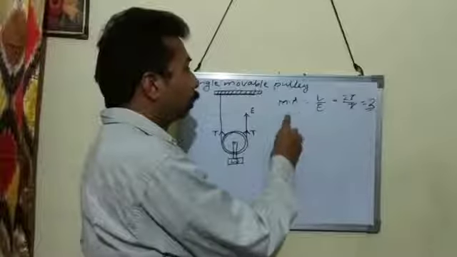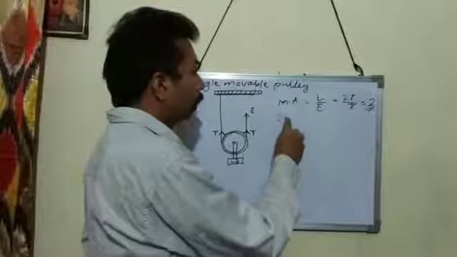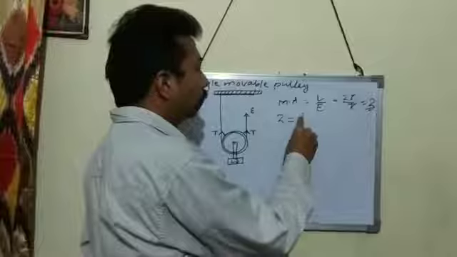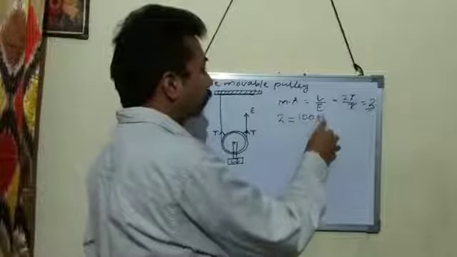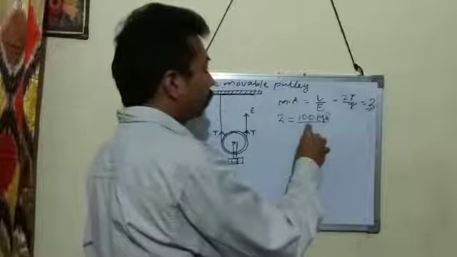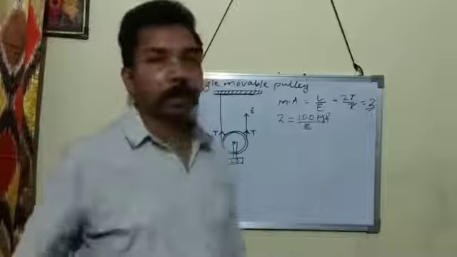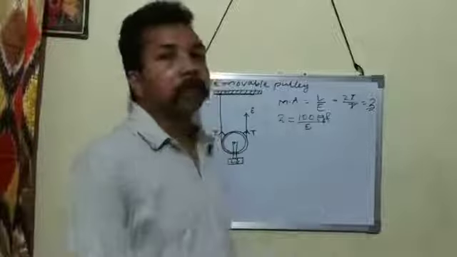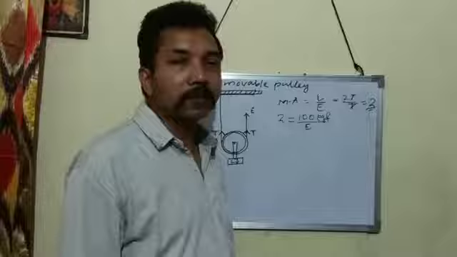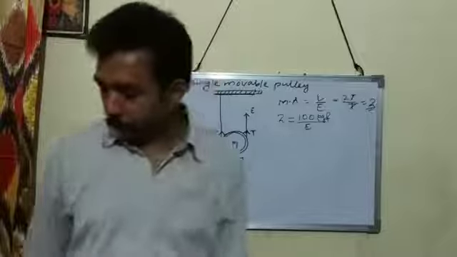Mechanical advantage is equal to load upon effort. Mechanical advantage is 2, so 2 is equal to load, which is 100 kgf, upon effort. So effort will come as 100 upon 2, which is equal to 50 kgf. There is a gain in force.